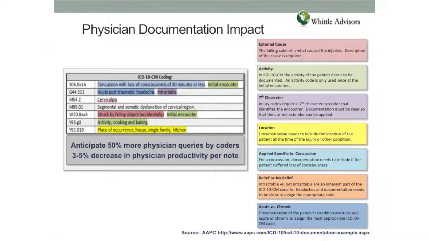So if your coder is taking that written documentation or those clinical concepts and applying it to codes, we expect that they're going to have 50% more questions about the detail than they have in I-9. That's a big hit to productivity and something you can plan for and something you can mitigate through dual coding, that practice. And then secondly, we expect a 3 to 5% decrease in physician productivity per note. This is a really low expected hit on our providers. I have seen as high as 10 to 12% productivity hit, but AAPC is saying 3 to 5% productivity hit.